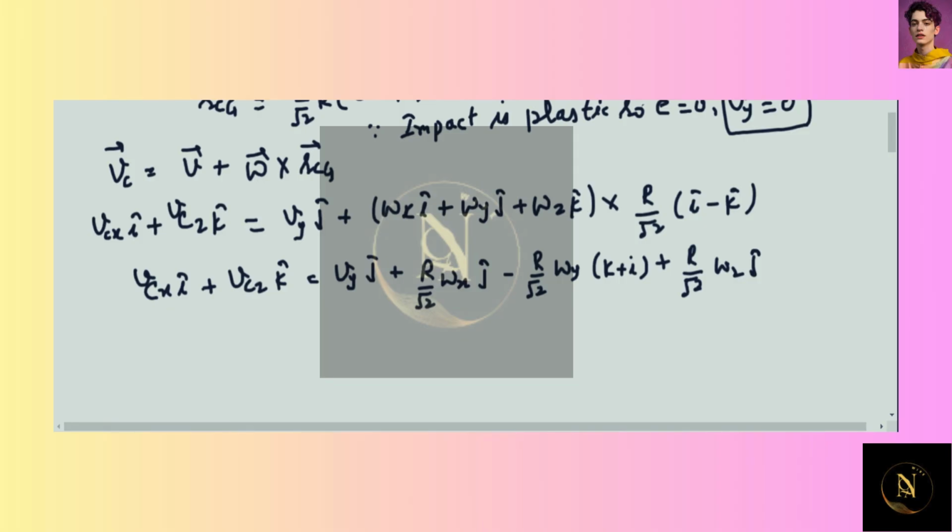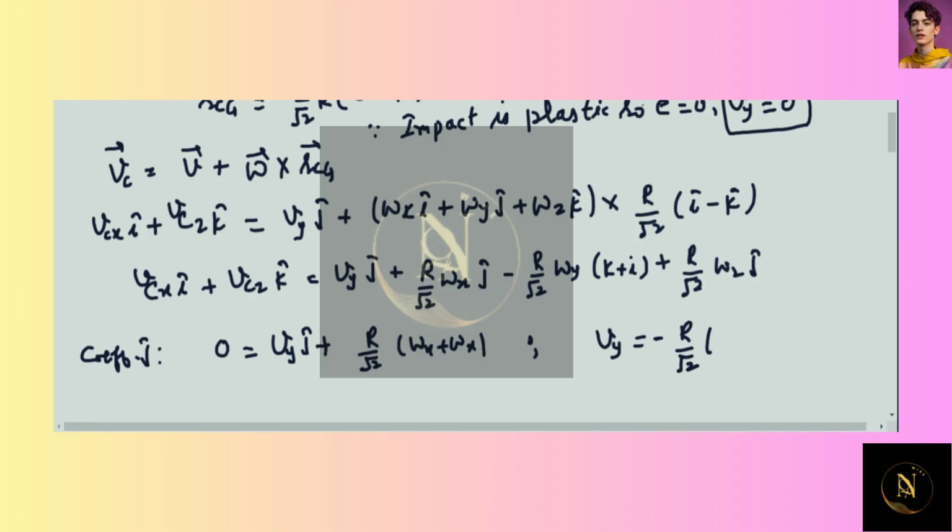So by equating the coefficient of j cap from left hand side and right hand side, we can write 0 is equal to vy j cap plus r upon root 2 omega x plus omega z. Hence vy can be written as minus r by root 2 omega x plus omega z, say equation 2.